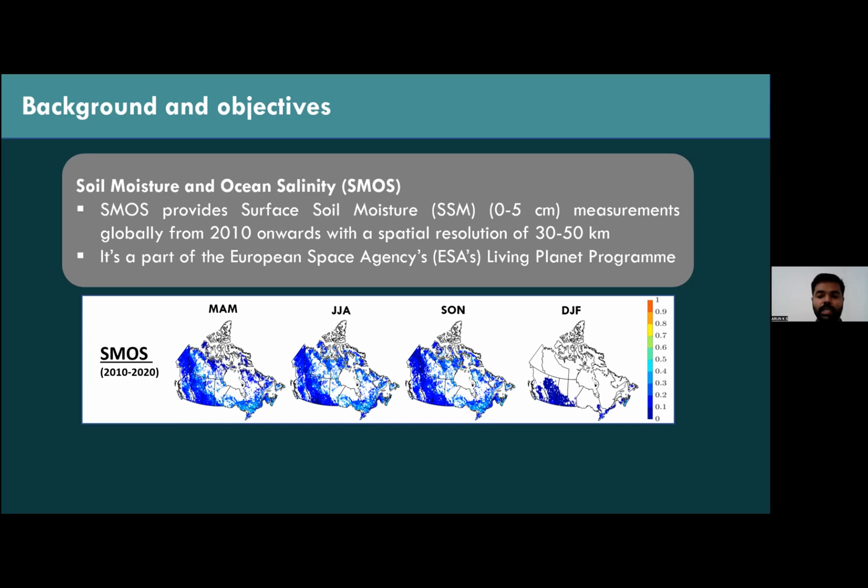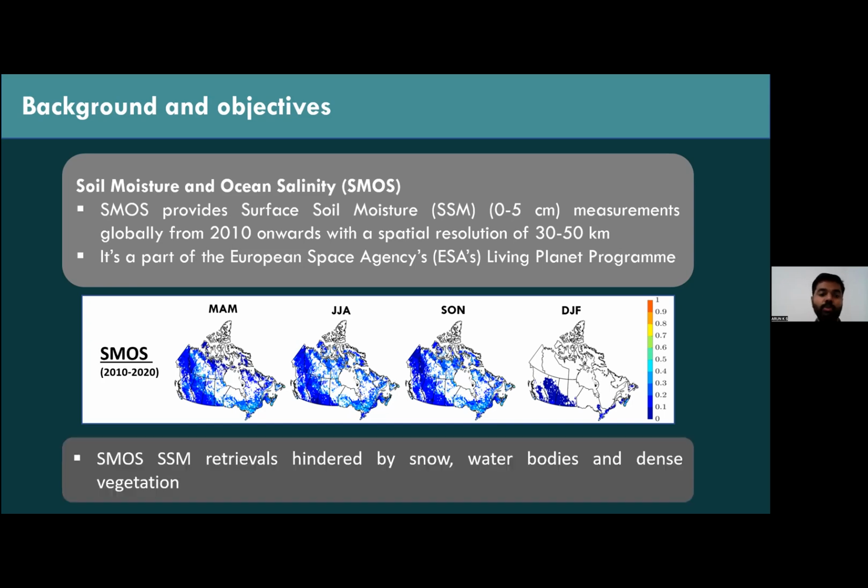From this plot, it is evident that SMOS SSM retrievals are hindered by snow, dense vegetation, and water bodies. During the winter seasons, most of the regions are snow covered, and due to that, SMOS fails to retrieve soil moisture data from most of the regions. And wherever dense vegetation and water bodies are present, SMOS also fails to retrieve soil moisture data from those regions.